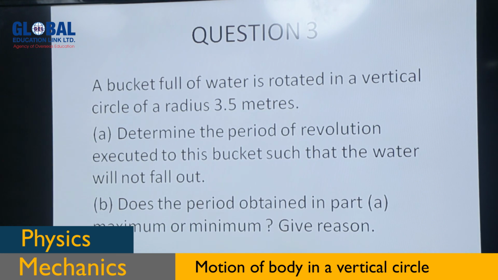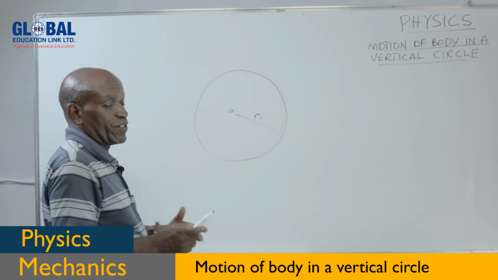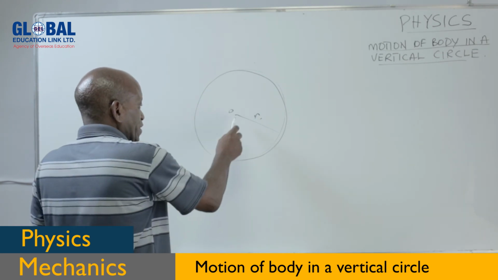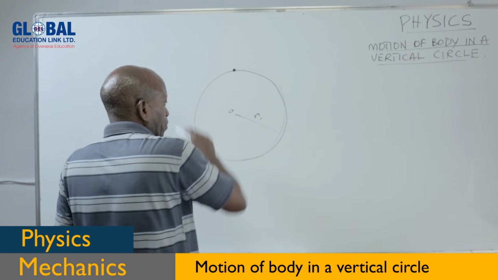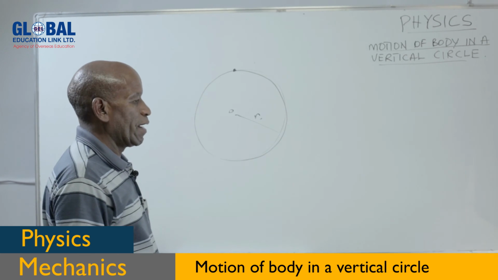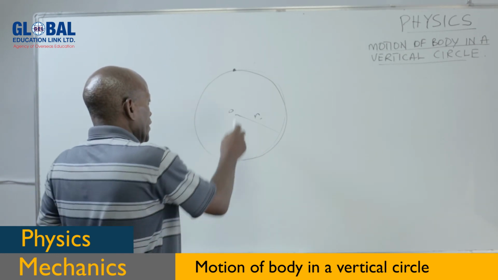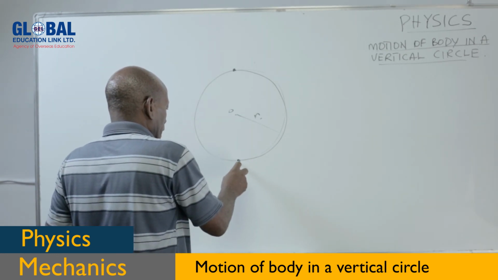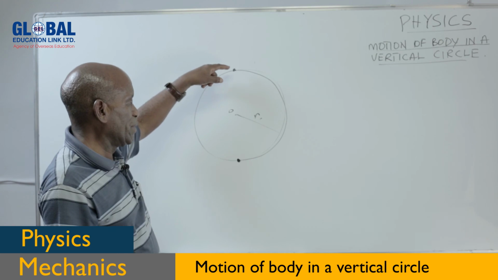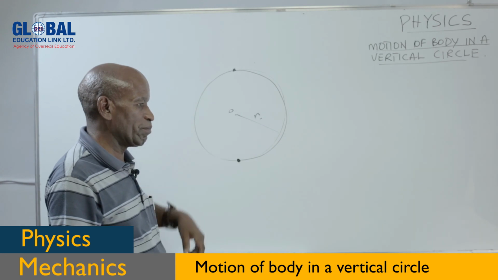The period of revolution such that the water will not fall out will depend upon the forces which hold this water in the bucket. Very basically, you need to look at the situation whenever the bucket is passing at the top, and also whenever the bucket is passing at the bottom. So we have the minimum velocity at the top, as well as the minimum velocity at the bottom.